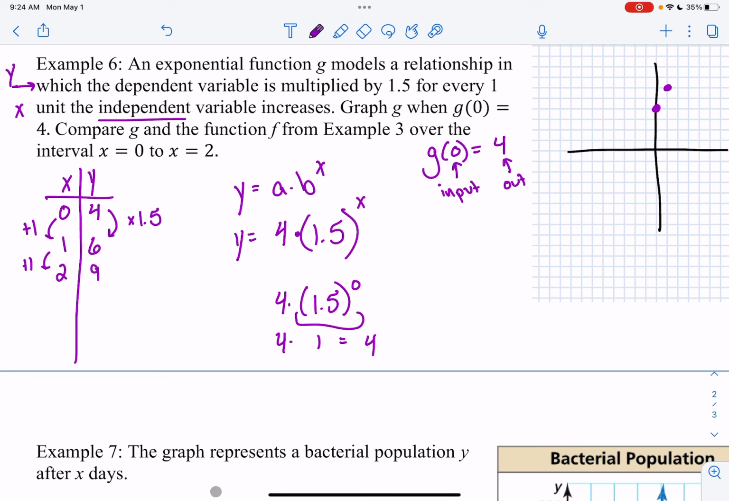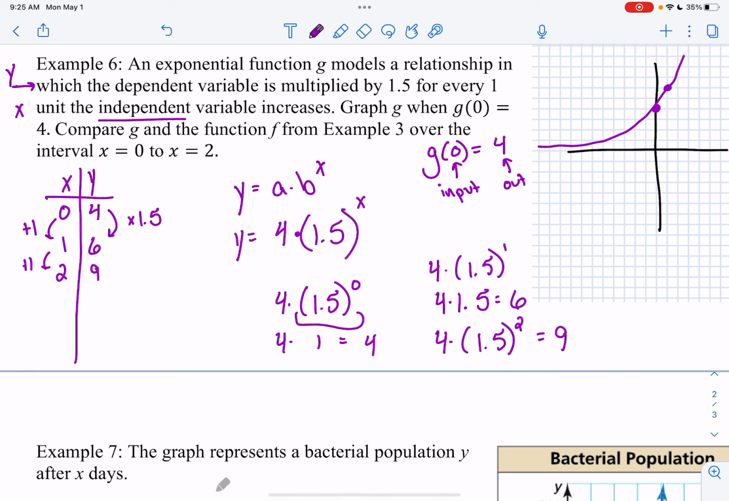Let's see, when I put in a 1, 4 times 1.5 to the 1. Do I get out a 6? 4 times 1.5? Yep, that's 6. When I plug in a 2, 4 times 1.5 to the 2. Yeah, you get out 9. It does work. Try it in your calculator. Okay, so there is my function. If I go ahead and keep graphing points, it's going to give me something kind of like that.